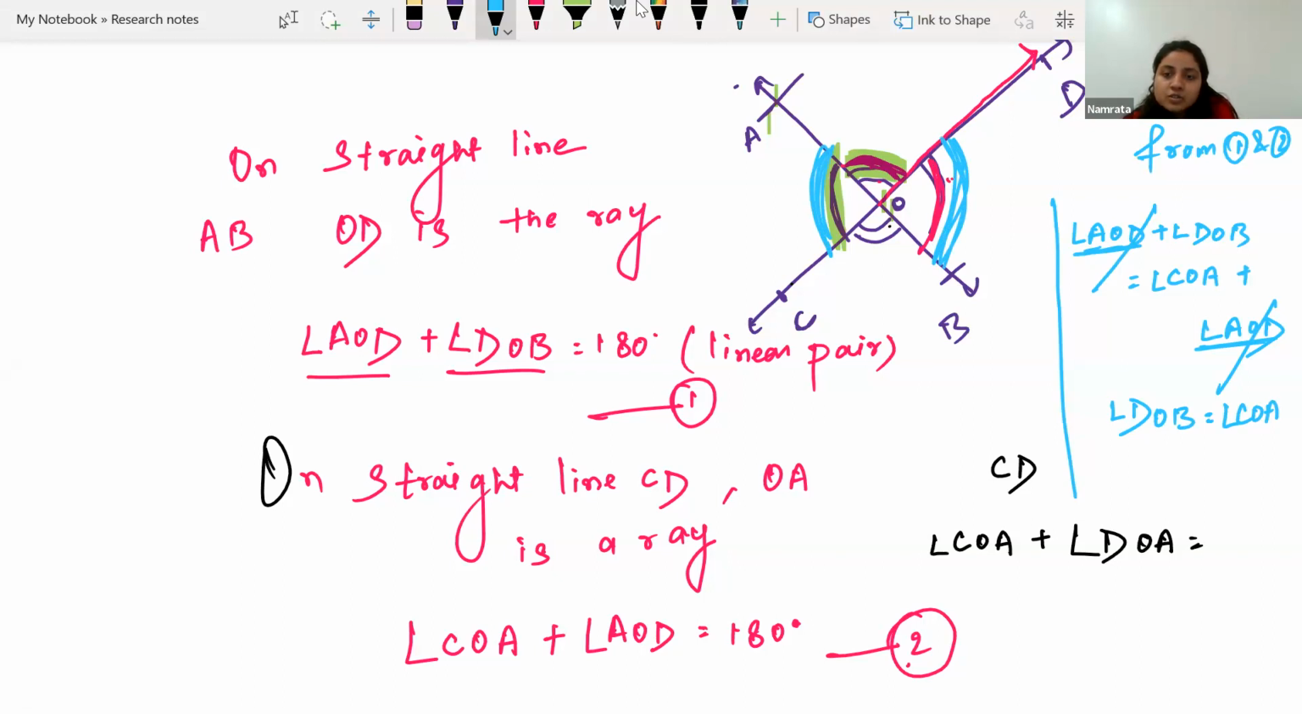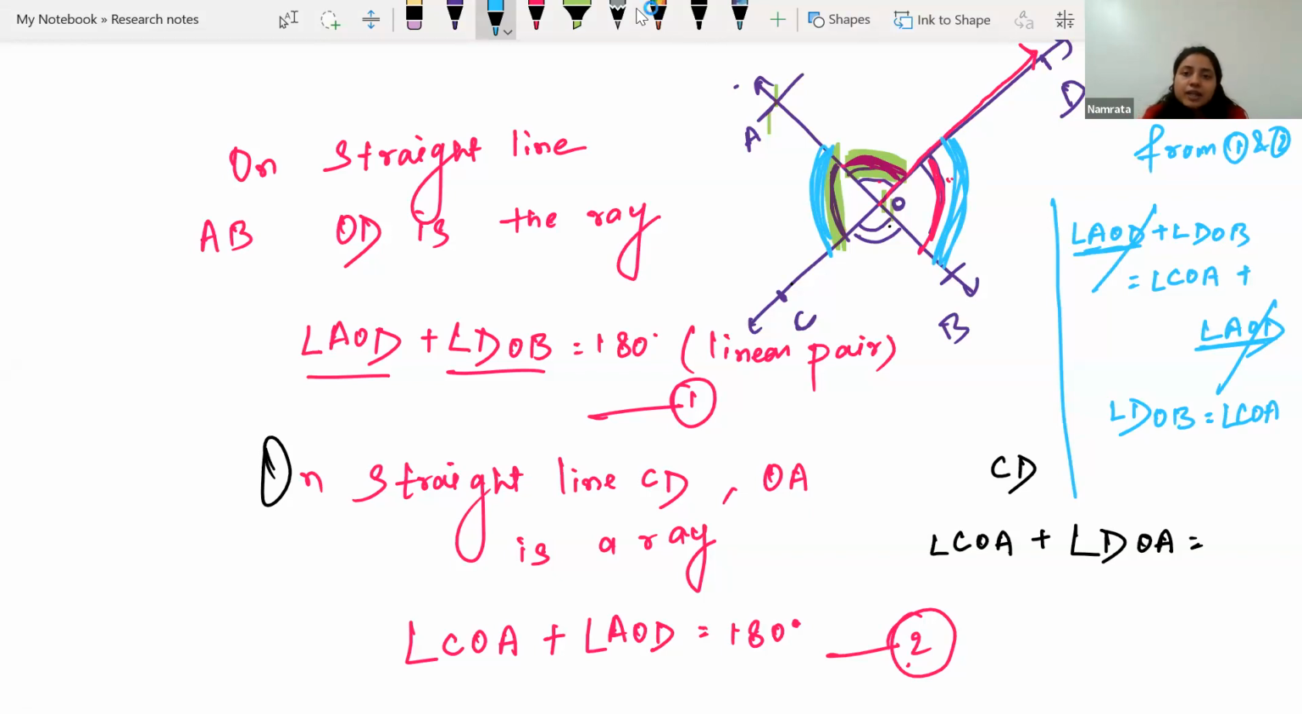Yes, ma'am. Let me summarize what exactly we did over here. We have two intersecting lines AB and CD, and both are intersecting at a point O. We have to prove that vertically opposite angles are the same. Here also we have to show that vertically opposite angles are the same.